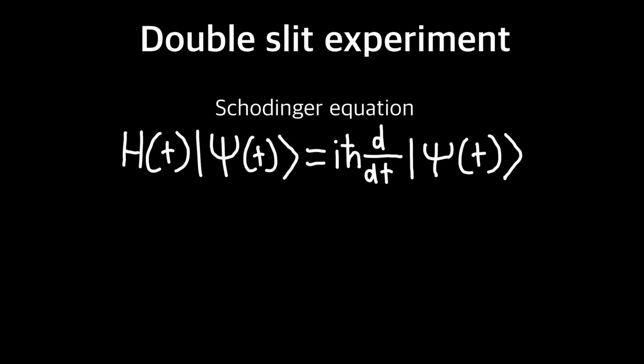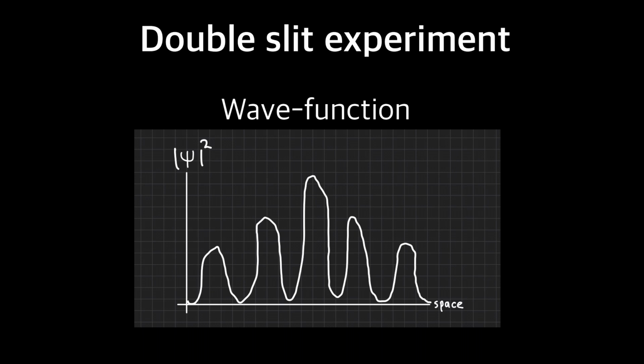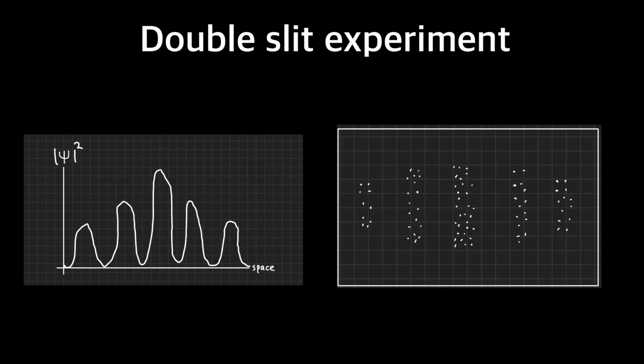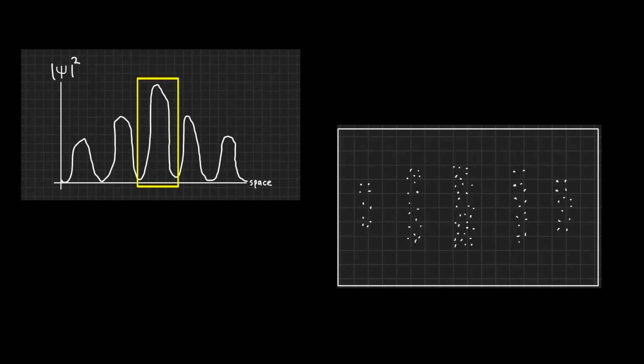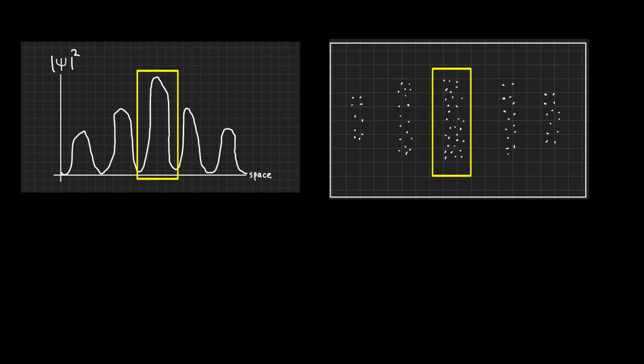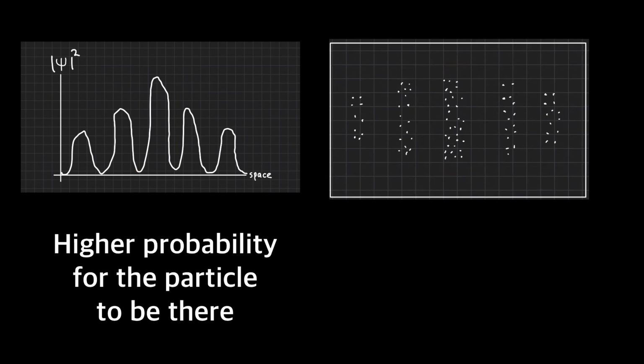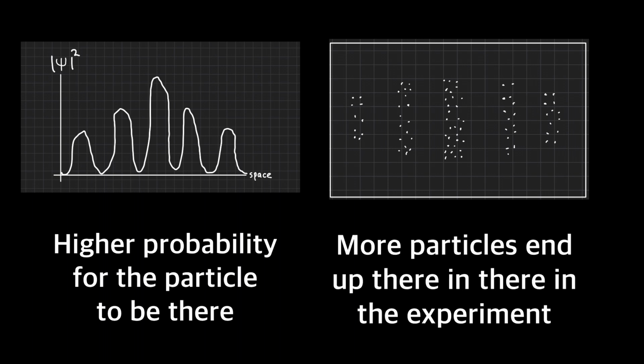Now, to put this into more perspective, let's go back to the double slit experiment. If we were to find the wave function, we would solve the Schrödinger equation. This would give us a wave function that looks like this. Notice how the areas with higher amplitudes correspond to more particles on the screen. This is because those areas had a higher probability on the wave function and thus had more particles in real life.